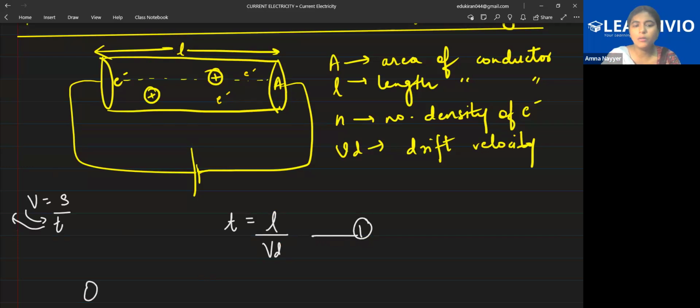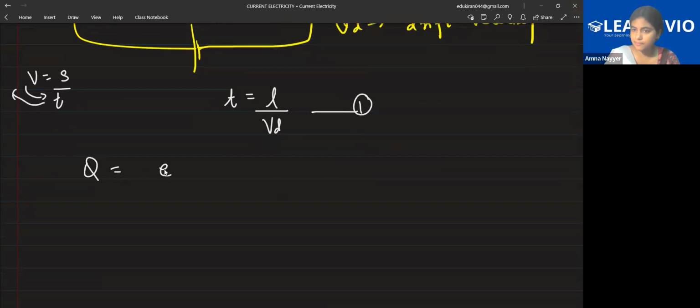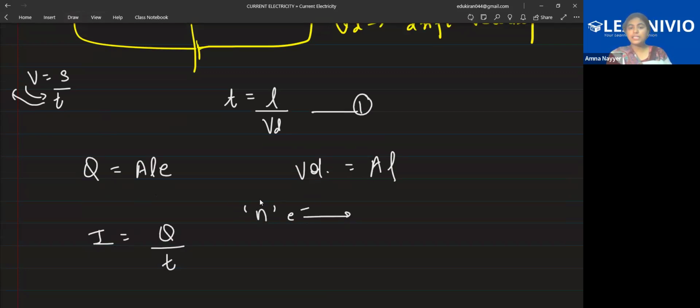Now let's talk about the charges. Here electrons are present, and there are so many electrons. What we are going to do is multiply every electron by its volume. The volume here is A into L. If n number of electrons are present, then, since current is calculated by charge divided by time, the total charge will be n into A into L into e, meaning you multiply n times the one electron's charge.